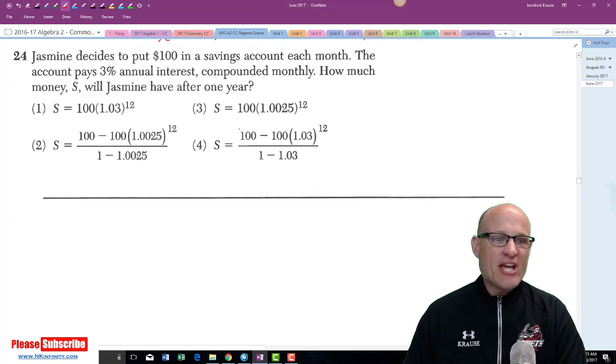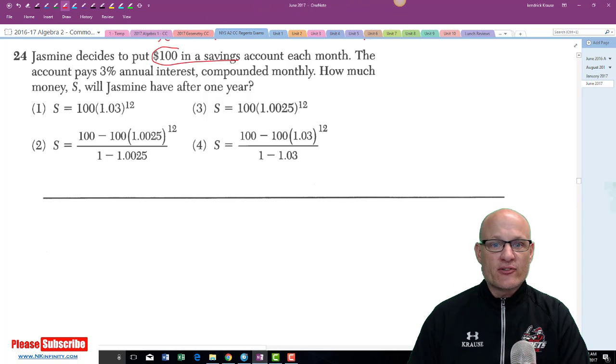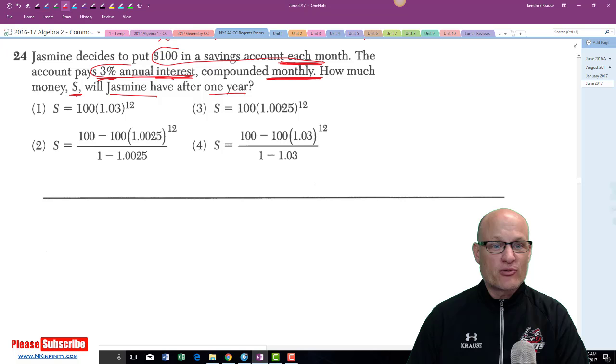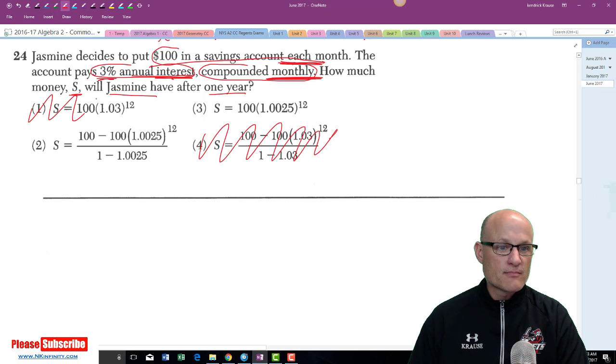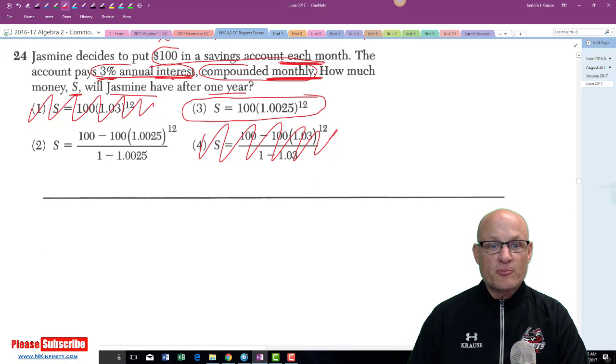We're almost done. Jasmine decides to put $100 in a savings account each month. Another tricky question. The account pays 3% annual interest rate, compounded monthly. How much money S will Jasmine have in 1 year? Because it's an annual interest rate but it's compounded monthly, we don't want to use 0.03. So anything that's got 0.03 in it has to go. This would be how much money she would have if she just put in $100 and nothing else, after 12 months.